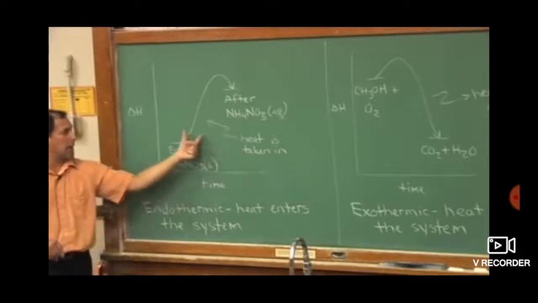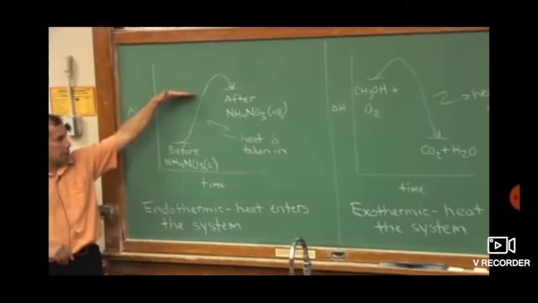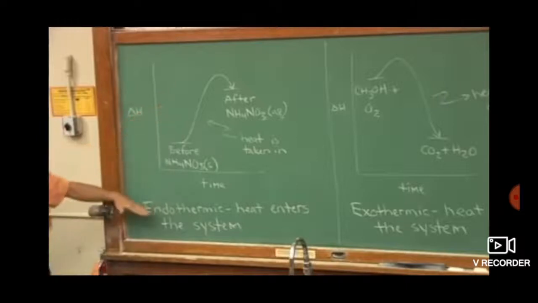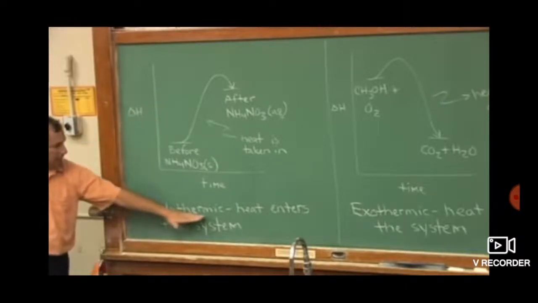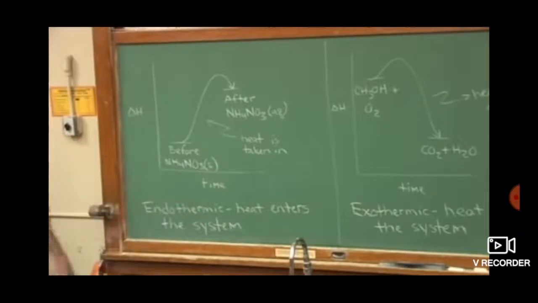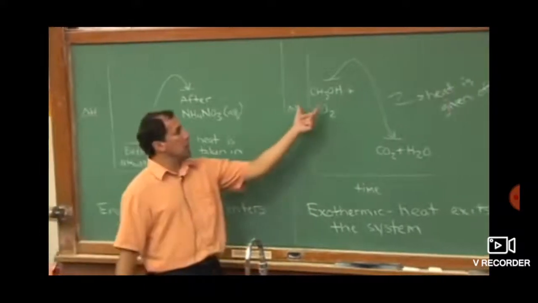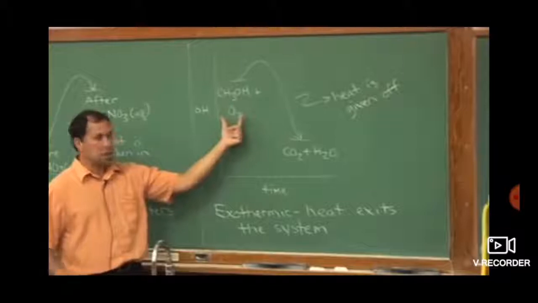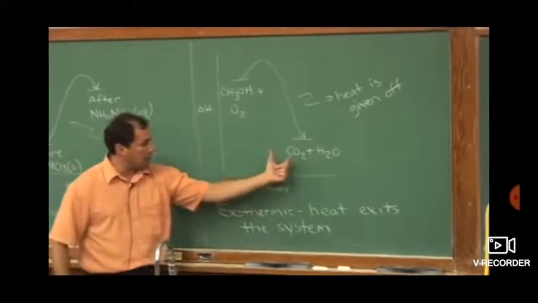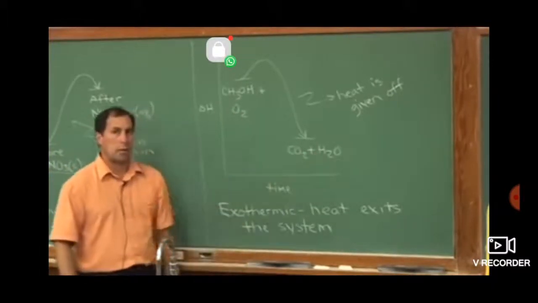I have an arrow here going up: heat is taken in, so the energy of the system rises. Endothermic, or entering heat, heat enters the system. On the right side is that combustion of the alcohol. CH3OH is methanol. It burns in oxygen in the environment, and then we produce carbon dioxide and water.